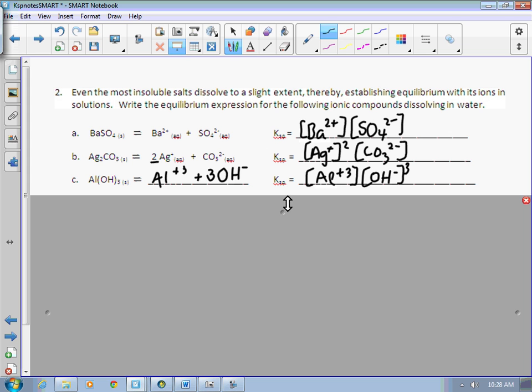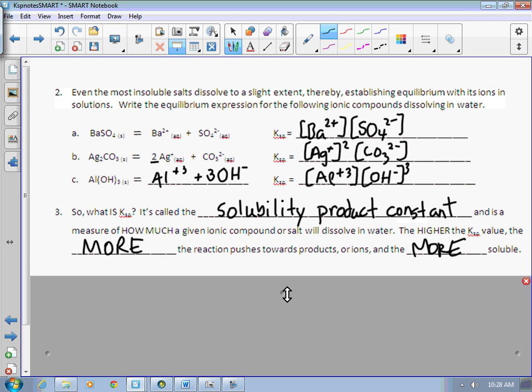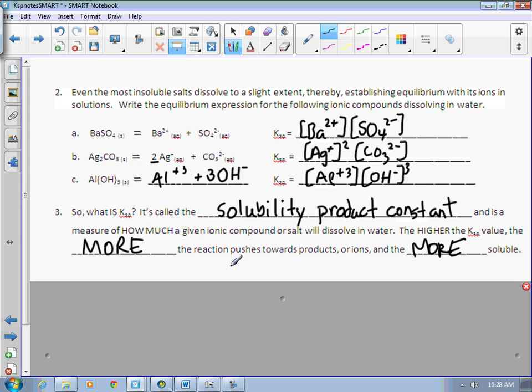So now what is Ksp? Well, Ksp is called the solubility product constant because it's the product, meaning multiplied, of the ions. And from there, what is it really a measure of? It's a measure of how much a given compound or salt will dissolve in water. The higher the Ksp, the more the reaction pushes in the forward direction, so therefore the more ions, and therefore the more soluble. All right, so let's start doing some problems with this.